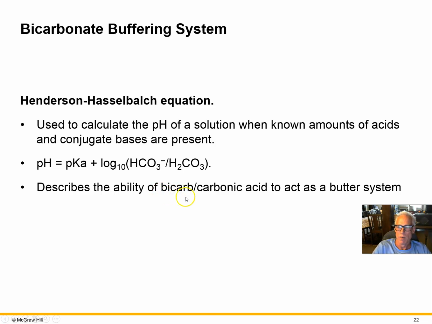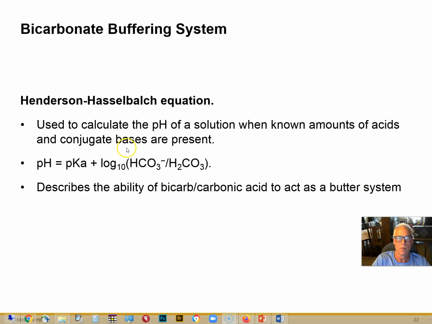We don't really need to worry about this. It's in your textbook. The Henderson-Hasselbalch equation is an important equation for calculating the pH of a solution. If you put a known amount of a weak acid and base in a solution, and you know their concentrations, what will the pH become? Well, you can calculate that, and we won't worry too much about that.